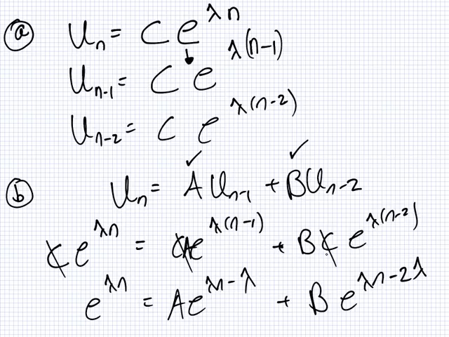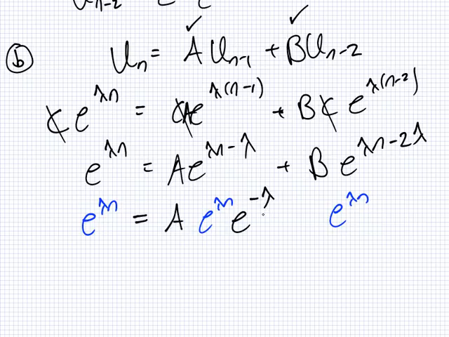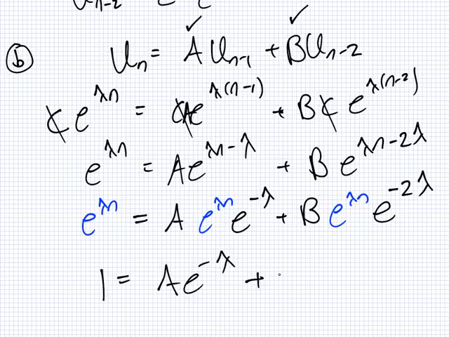Now, who has a bright idea on what to do next? Factorize the λn. Yes, I suppose so. As was said, we can factorize. So we can change this into e^(λn) equals A e^(λn) times e^(-λ), plus B e^(λn) times e^(-2λ). That's what you meant by factorizing. So, what can we do next? Cancel. Yeah, so now we have 1 equals A e^(-λ) plus B e^(-2λ).